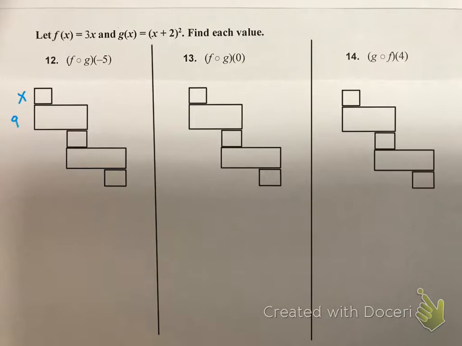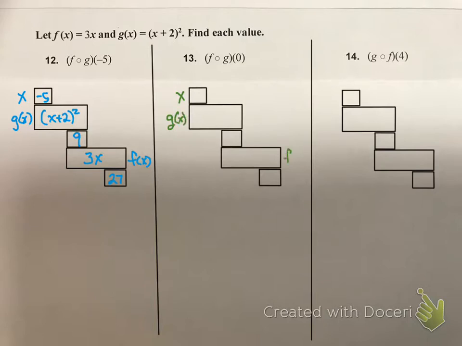Okay, f of g of negative 5. So I've got g of x first and then f of x. My f of x is 3x. My g of x is (x plus 2) squared. F of x is 3 times x. Negative 5 plus 2 is negative 3. Negative 3 squared is 9, times 3 is 27.